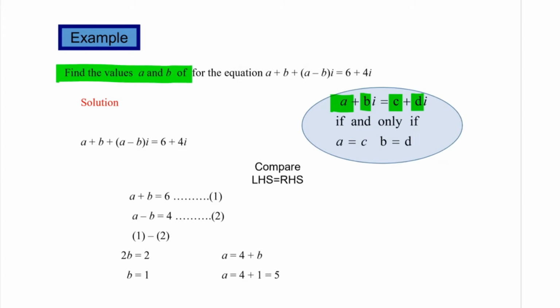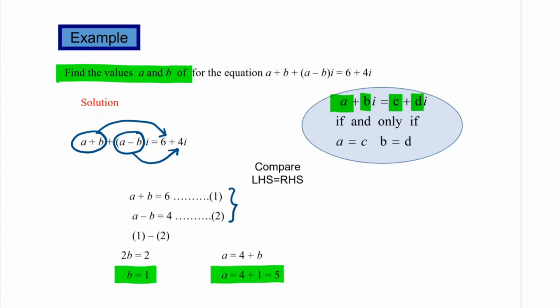To find the values a and b, use comparison method. For real part, a plus b on the left equal to 6 on the right. a minus b on the left equal to 4 on the right for imaginary part. Solve these 2 equations simultaneously and we will get b equal to 1, a equal to 5.